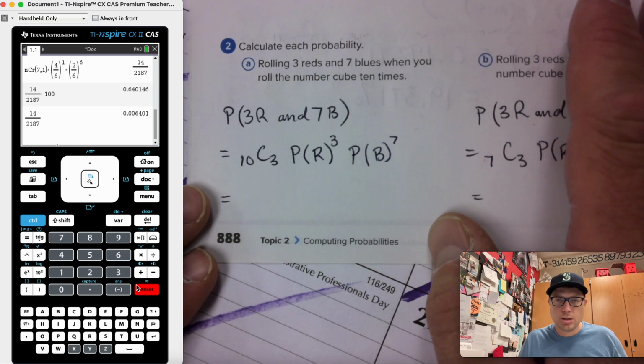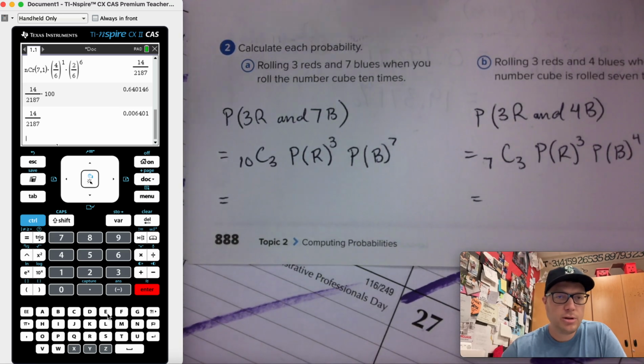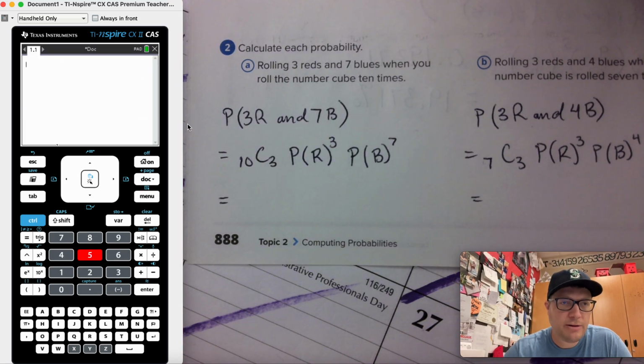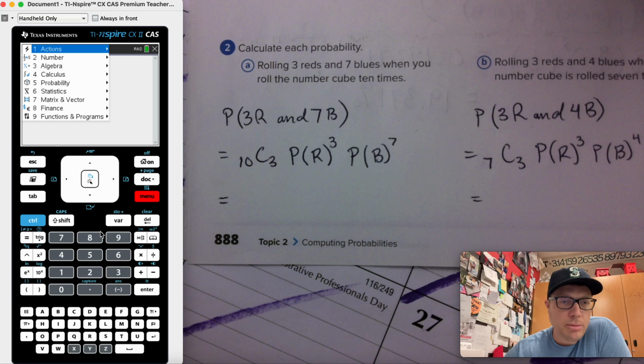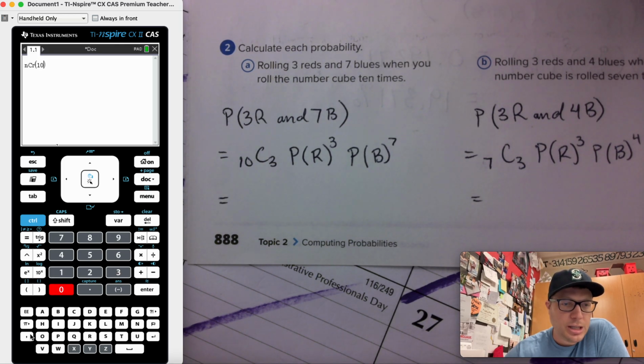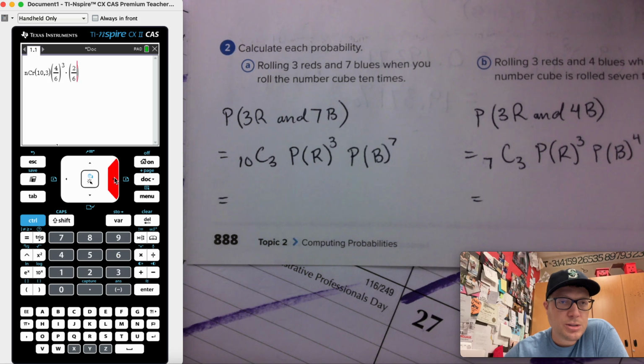Okay. So we have, let's go ahead and clear this. Menu 1, 5. And then we'll go all from the calculator. Menu 5, 3. 10 choose 3. Close it. Parentheses. Fraction 4/6. Outside the fraction to the power of 3. And then to the front times fraction 2/6 outside to the power of 7.